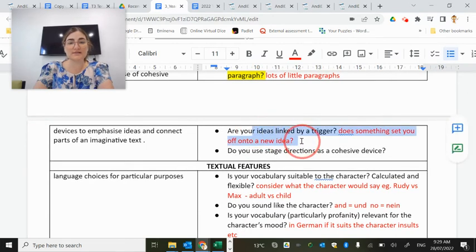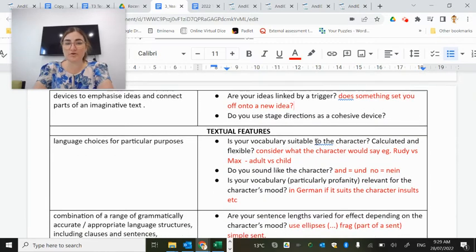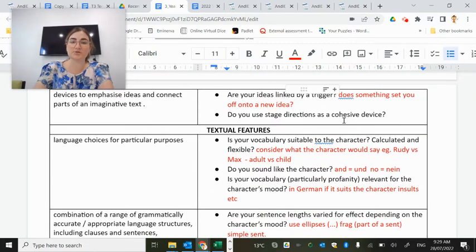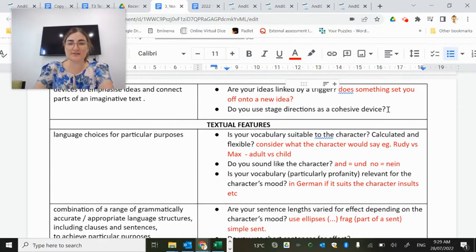Any new ideas linked by some sort of trigger, like what I talked about before? Does one thought or idea trigger another one, and then you move on to that? And then obviously stage directions as well. So you can use it as a cohesive device. So for example, you might be in a forest and then you decide to take a rest underneath a tree. So you could then use that in your stage direction as a transition point for a new paragraph.